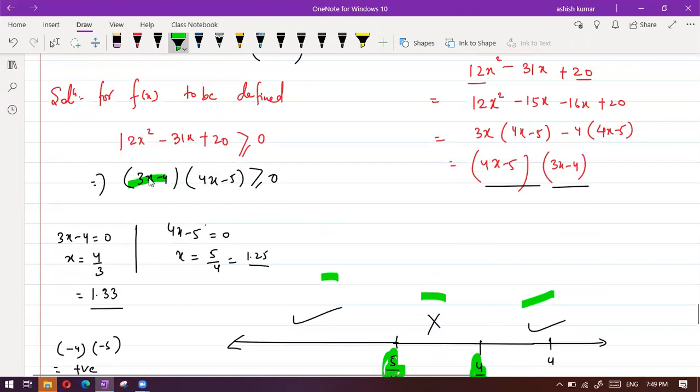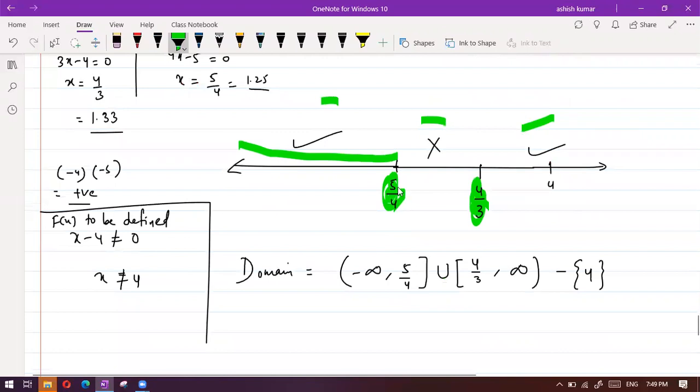When you put 0 here, you will get -4 into -5, is it not? Yes, sir. Negative into negative, what will it become here? Positive. So that is satisfying the condition of greater than or equal to 0. So this part of the number line is there in the domain part. Understood? Yes, sir. Okay, now keep it in your mind. You can go with the value also. You can take a value greater than 1.25 and less than 1.33.